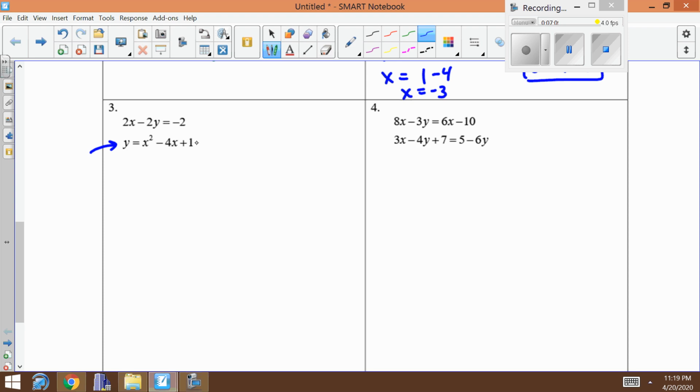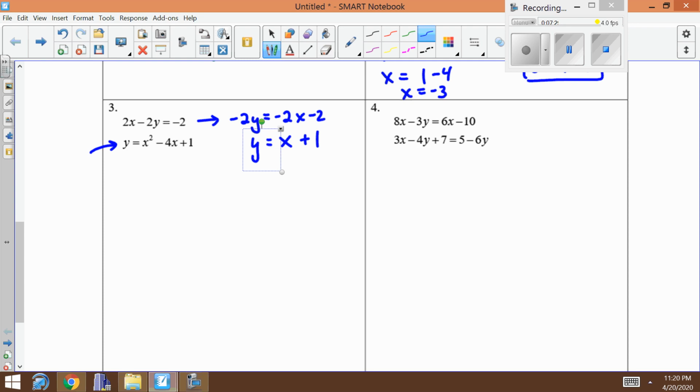Could you use elimination on this one? No. When you have an x squared and the other one doesn't have an x squared, we can't use elimination. So you would either do the substitution or graphing. Like I said, I'm going to graph this one. So I'm going to put this one into slope-intercept form. Either way we do it, this one's going to take some work.